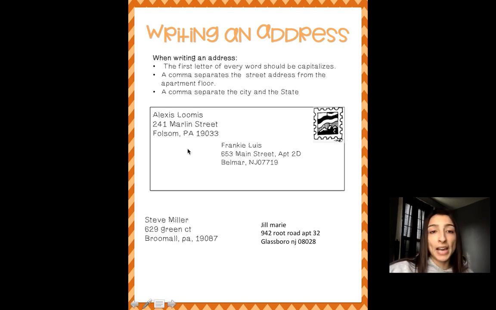So if we look here, we have my name, my address, and then you see my comma separating the town that I live in from the state. And here I am sending it to someone who lives in an apartment. So I have their street name, but then I put a comma because they live in apartment 2D. It's important that if they live in an apartment, you put their apartment number so they know exactly what apartment to deliver it to.